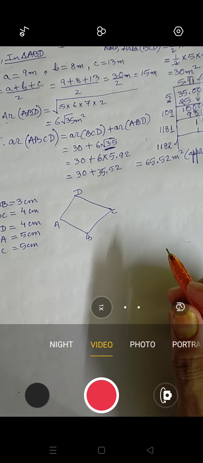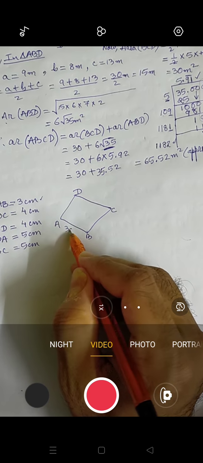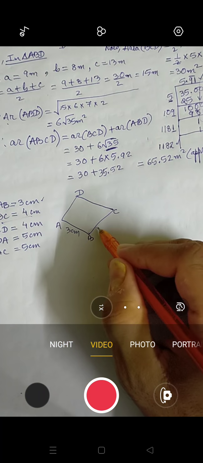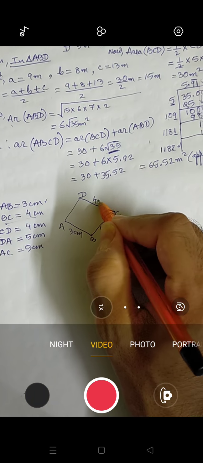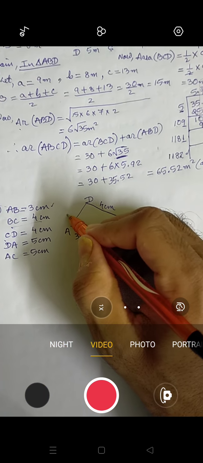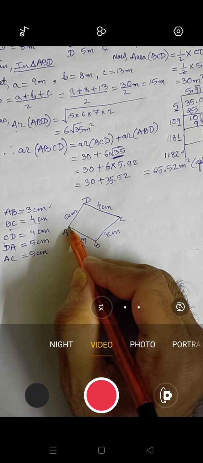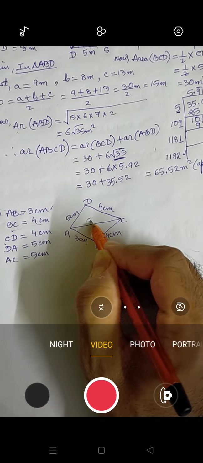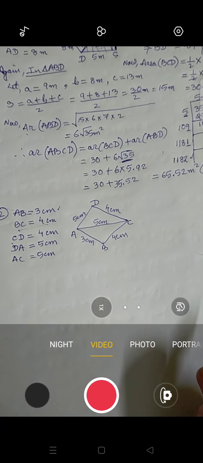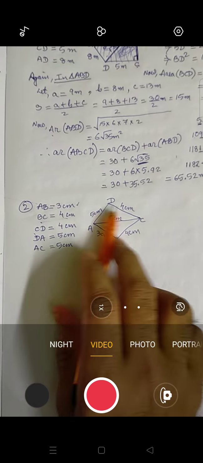Now AB is 3 centimeter, so done, 3 centimeter. BC is 4 centimeter, done. CD is 4 centimeter, done. DA is 5 centimeter. It is not looking like 5 centimeter, but no problem. AC is 5 centimeter, so this is AC. This is 5 centimeter. Any doubt? We have substituted the values.